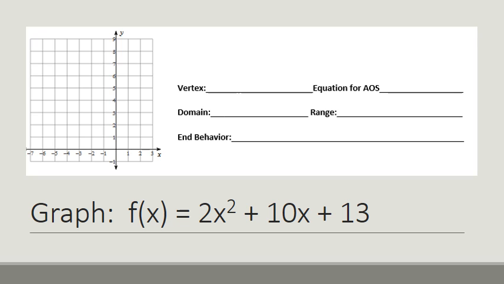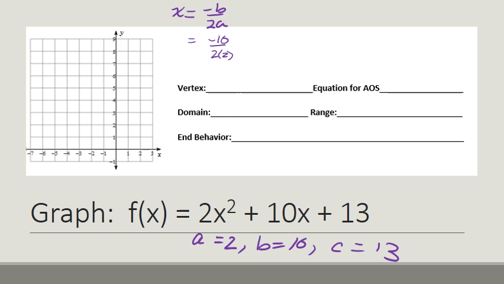Right, next example, my A is 2, my B is 10, and my C is 13. So that's not on the graph. We can't graph our y-intercept from that. So to find B again, or to find our x value, x is negative b over 2a. So it's going to be negative 10 over 2 times 2, which is negative 10/4 or negative 5/2.